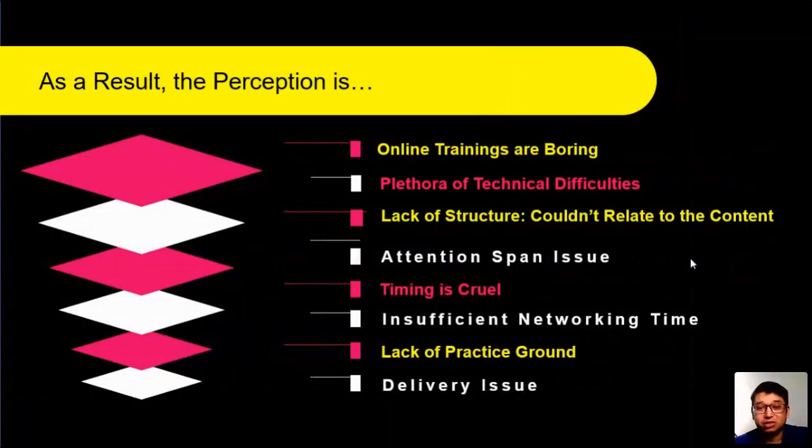The second thing that strikes them is technical difficulties, and there is a plethora of those also, because either your system is not rooted, your internet connection is not stable, or your microphone and camera setup is not in sync. So there are a lot of things which add to that kind of pain. Along with that comes the lack of structure. You can't relate to the content. Many a time we come up with sessions which start off at, I would say, a peak, but then decrease in engagement level. It misses the context and moves in a different direction. That also causes a lot of problems.